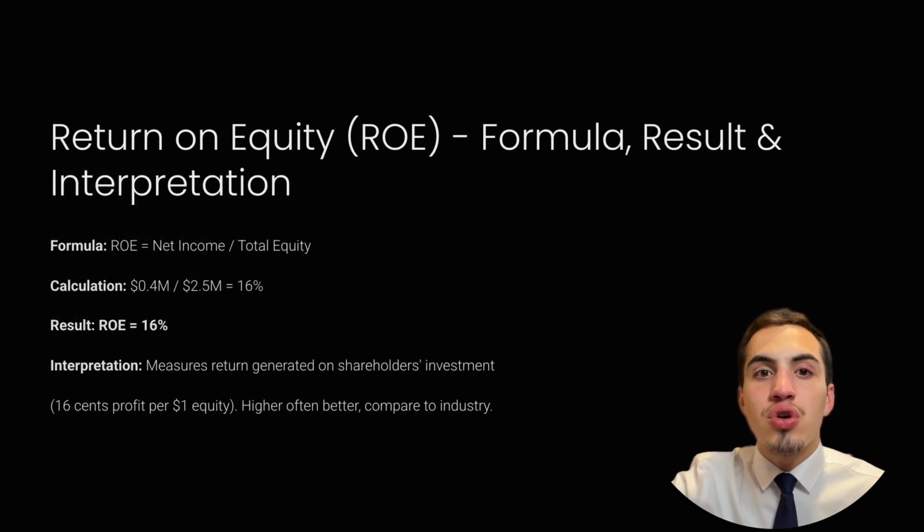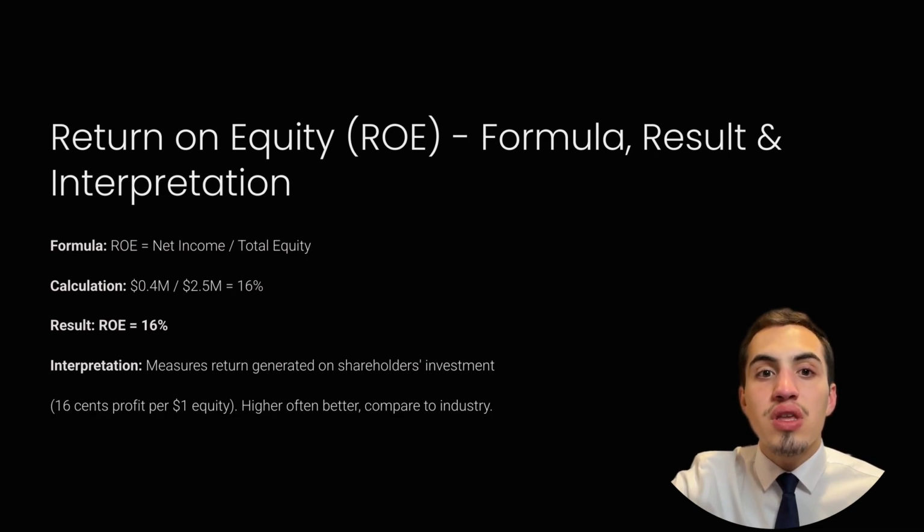Lastly, we'll look at return on equity, or ROE. This measures the return the company generates on the money invested by its owners, calculated as net income divided by the total equity. Omaha Manufacturing's ROE is 16%. This means it generates 16 cents of profit for every dollar of shareholders' equity.